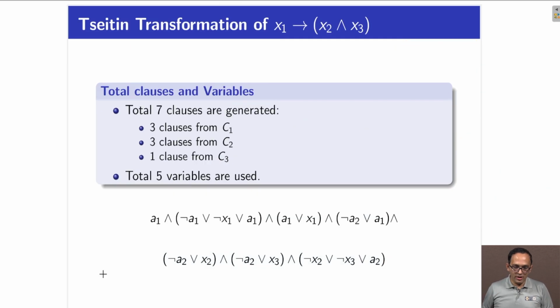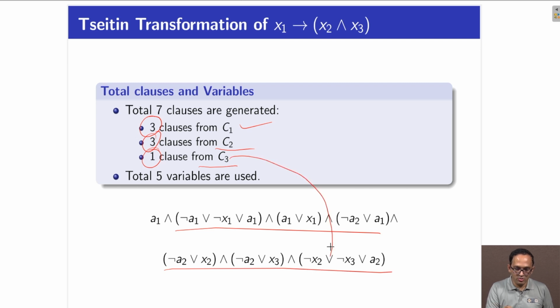So overall I will get three clauses from clause 1, three clauses from the second operator, and one clause for the top one, which is A1. This is the three clauses I got from C1, this is the three clauses I got from C2, and this is for C3. So this is my equivalent CNF, which I got from the original formula. This is the transformation, very simple.